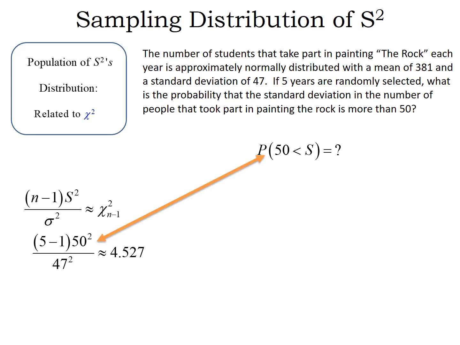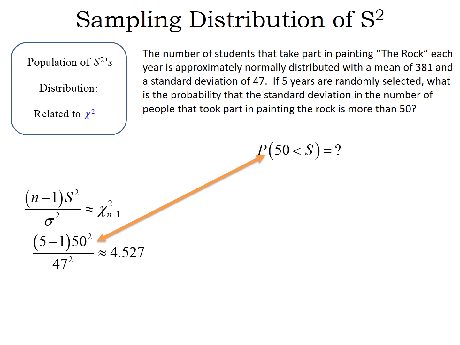So I'm going to plug 50 in for S. Again, our sample size was 5. And sigma, the standard deviation of the population we're sampling from, was 47. So sigma squared will be 47 squared. And so when we crunch those numbers, we end up with a chi-squared score of approximately 4.527.